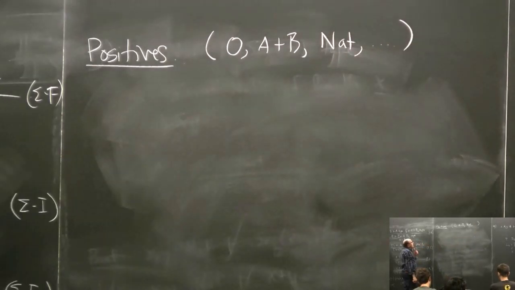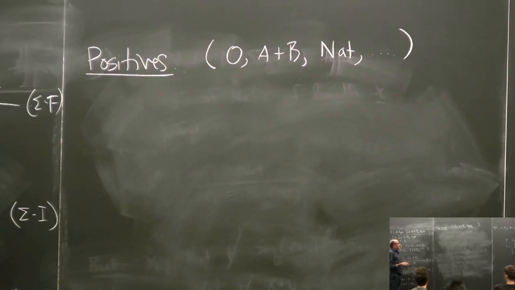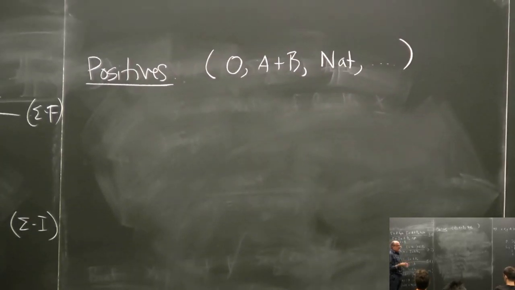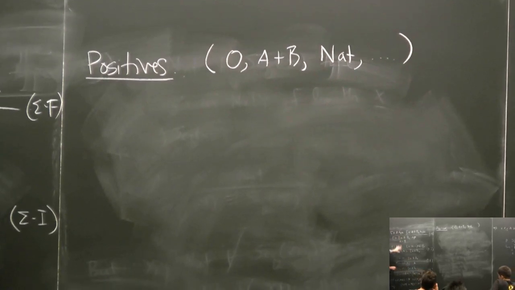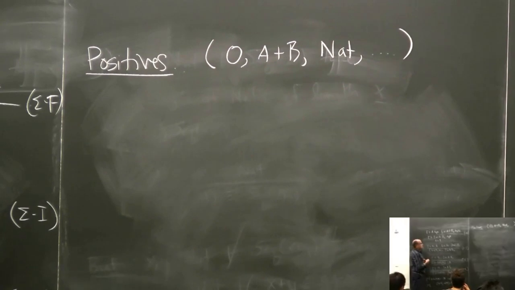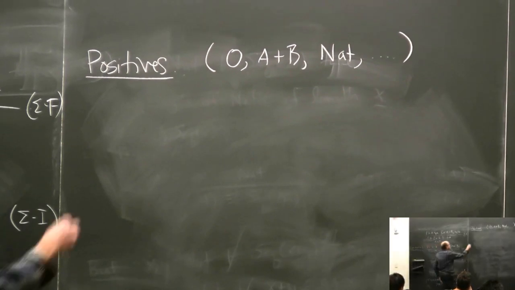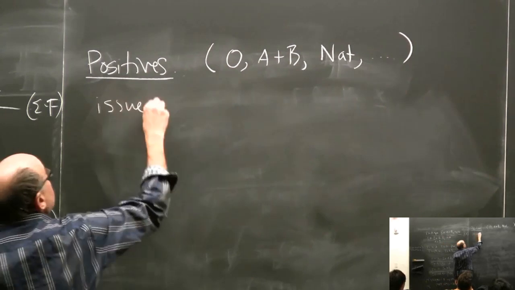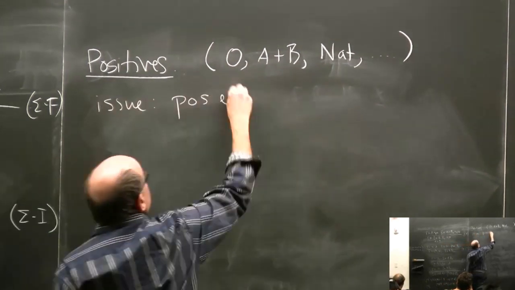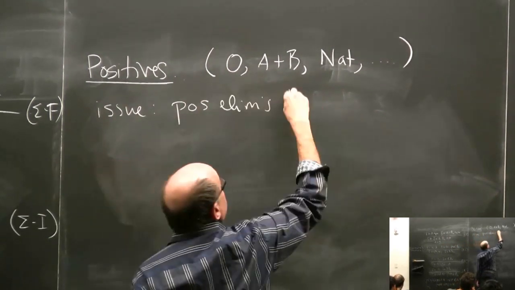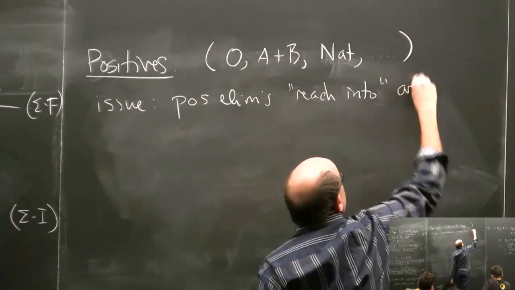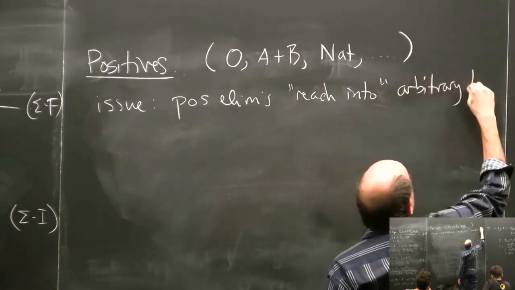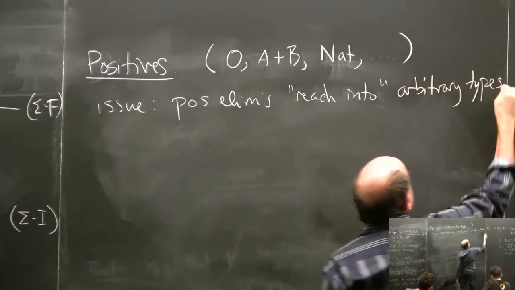And there is not going to be here a dependent form of the sum, and there's not going to be a dependent form of nat, so to speak. It's not about changing the type. With the negatives, I generalized the type, and I gave you rules that generalize it. Here the issue is that the positive elims, for lack of any better way to express it, reach into arbitrary types. And that's where the issue comes in.